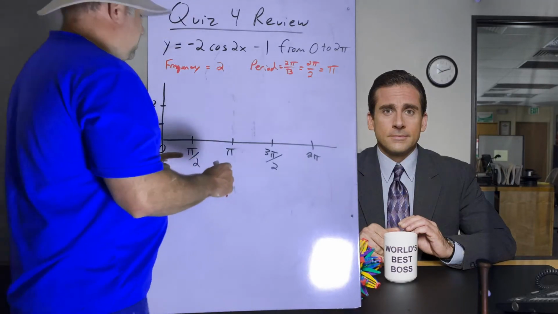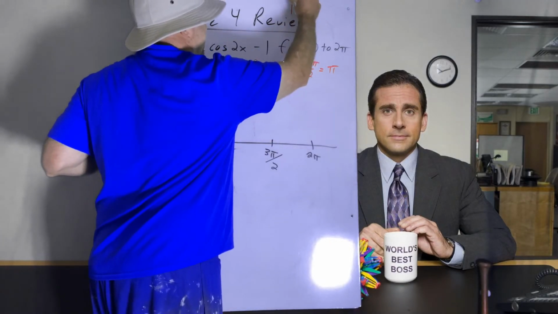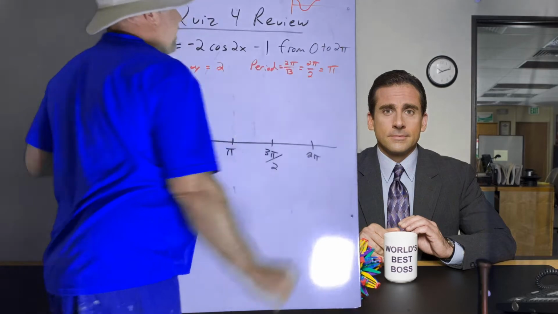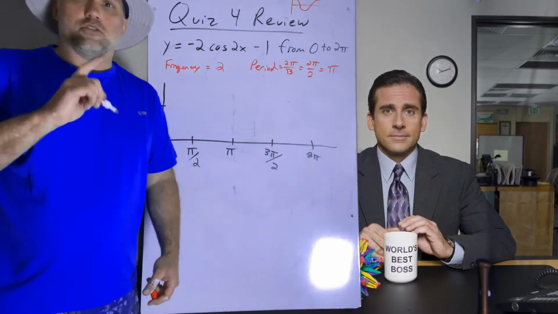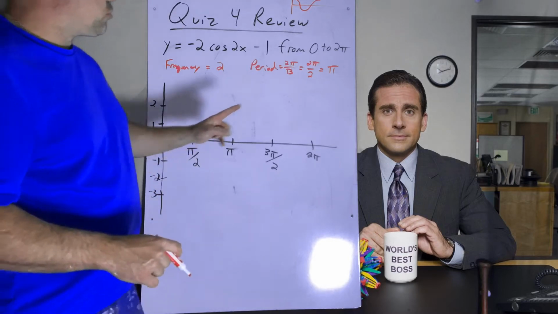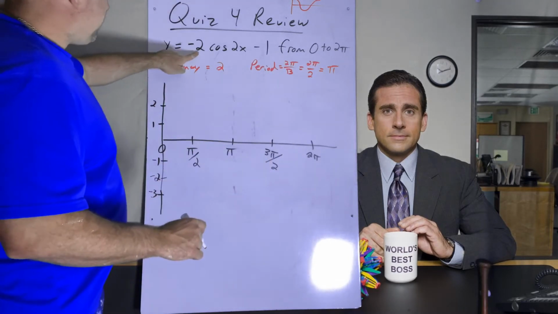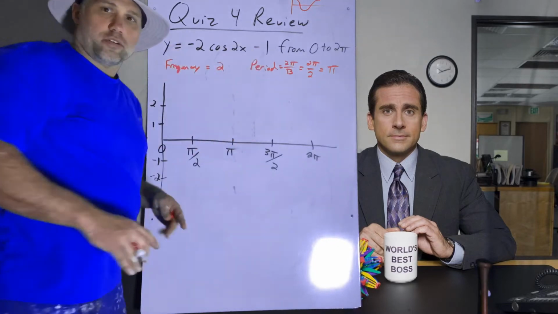Remember, one complete cycle of cosine looks like this. Starts up high and finishes high. That's one cycle of cosine. So I need to get through one cycle by the time I get to pi. I should be through 2 cycles by the time I get to 2 pi. Now, I'm not going to do anything with the amplitude, the reflection, or the shift yet.